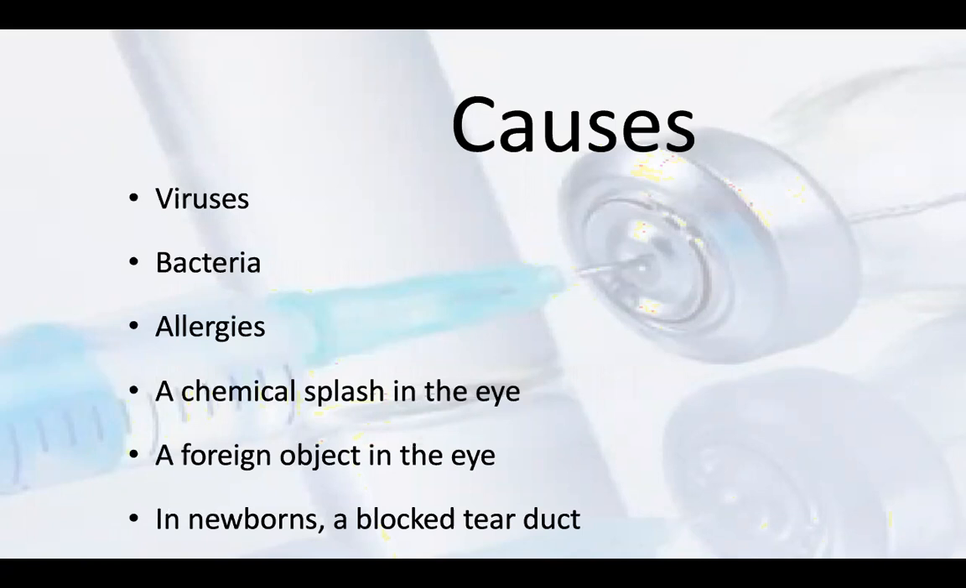Causes: viruses, bacteria, allergies, or a chemical splash in the eyes. They also lead to conjunctivitis. If a foreign object goes into the eye, it also leads to conjunctivitis. In newborns, a blocked tear duct can cause conjunctivitis.